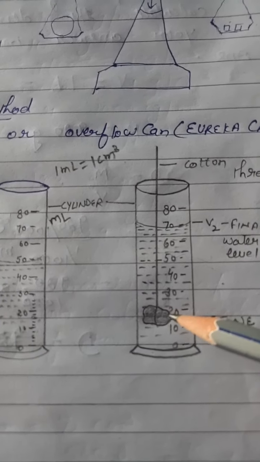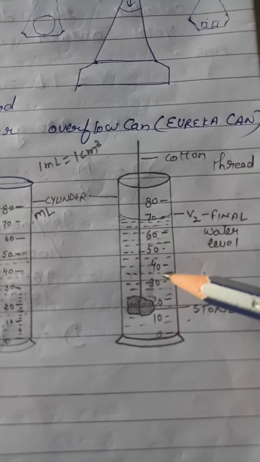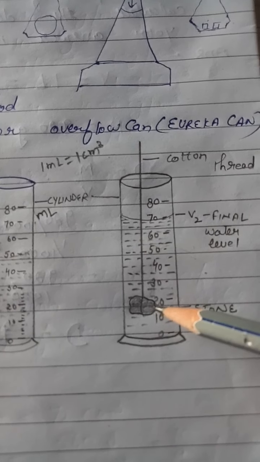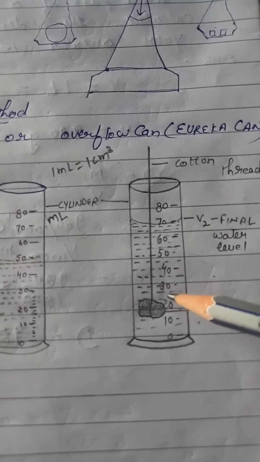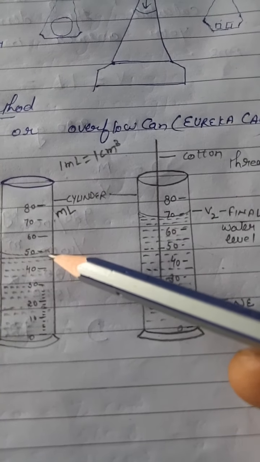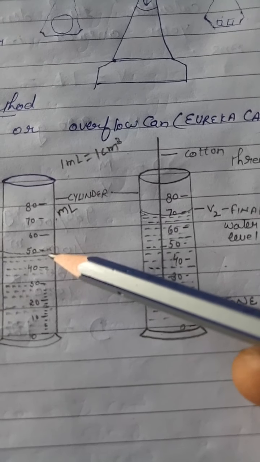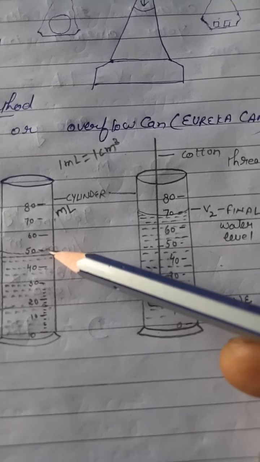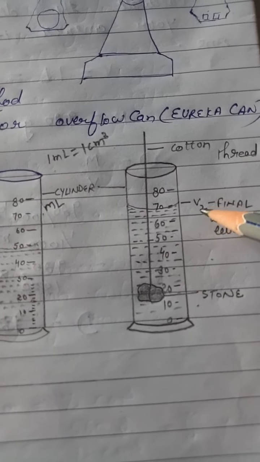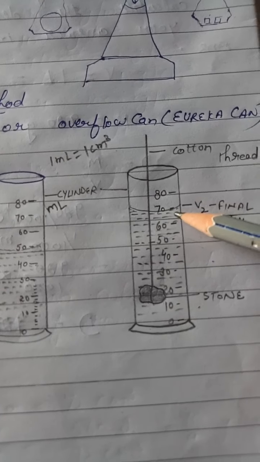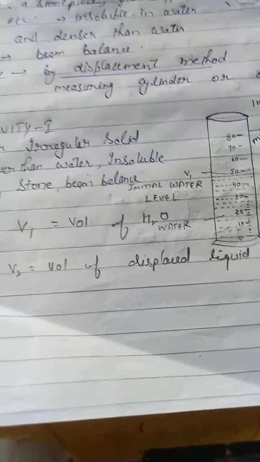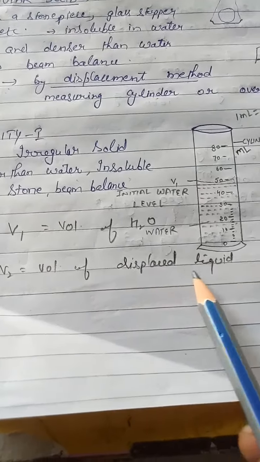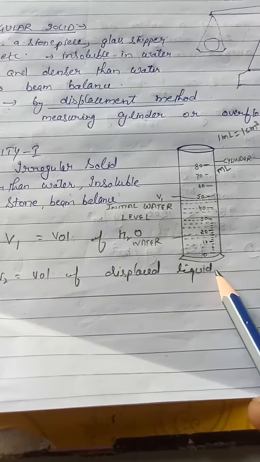Keeping this in mind, you will find that because this stone is heavier than the water, it sinks in the water. Then the water level will rise. Look at that: without the stone it is at 50, now the volume is at 70. So this is the volume V2. V2 is the volume of the displaced liquid.